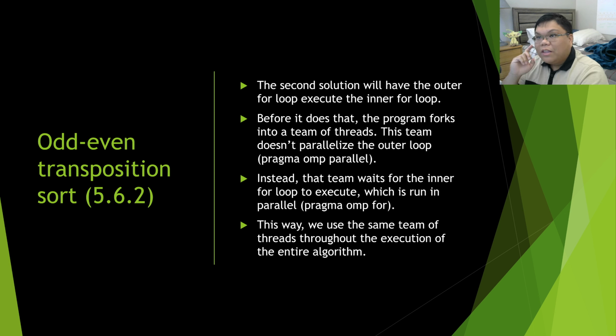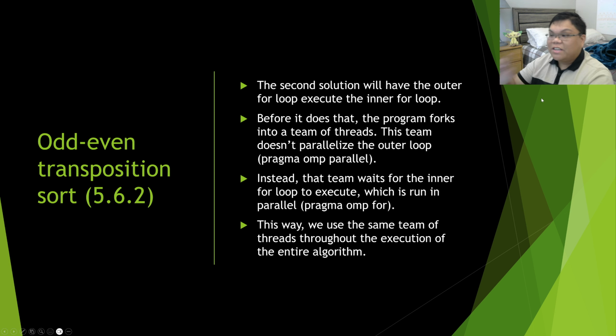This way, we don't have to do a fork and join every loop iteration. We only have to do one fork, run the whole program, and then join after we've completed the entire algorithm. So instead of a fork and join every loop iteration of the outer for loop, which would cause a lot of overhead and might increase our execution times, we'd only have to do one fork before we even start the entire algorithm, and do a join at the end. That's it.